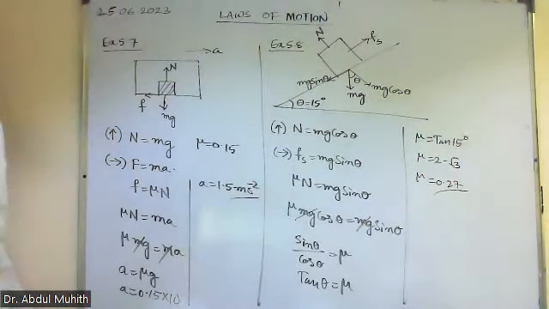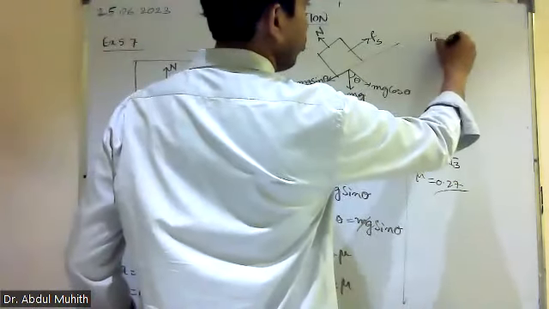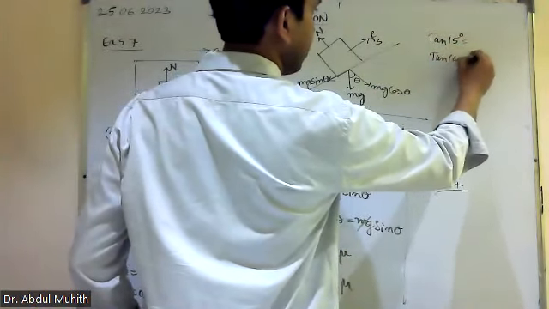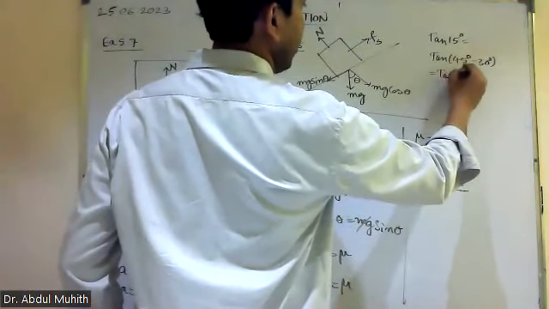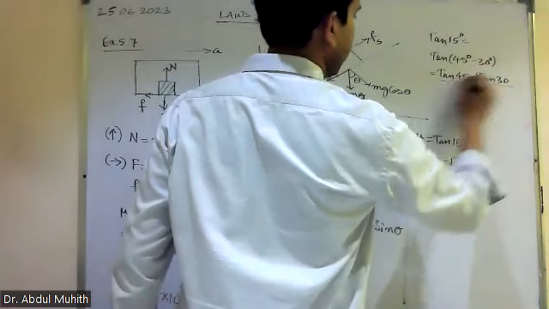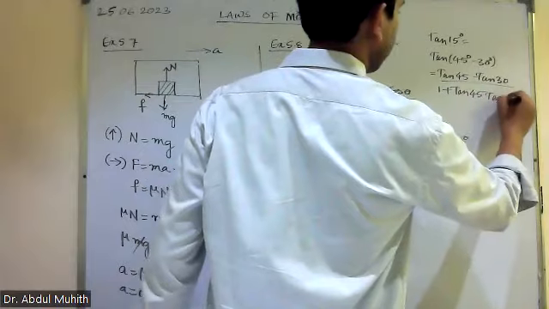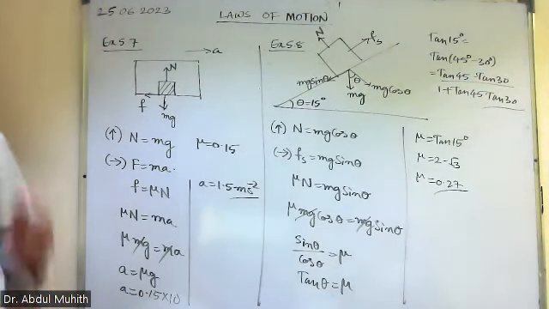Math students, I think you know how to do tan 15. Use the compound angle formula: tan of 45 minus 30. Tan A minus B is tan A minus tan B divided by 1 plus tan A tan B. This is the formula we use. Understood? So by that we can get 2 minus root 3, that is 0.27. Clear? Please ask me if you have any doubts.